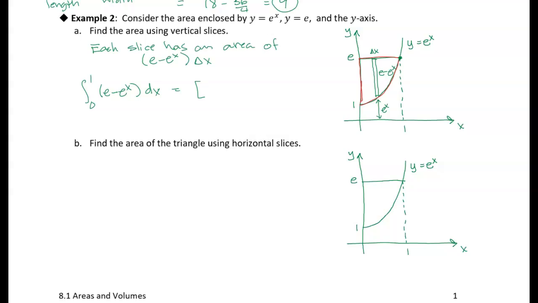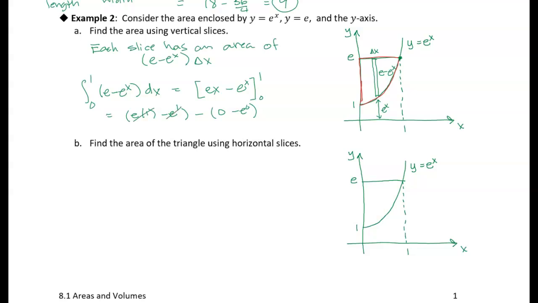When we integrate, e is just a constant, so when we integrate e, we get ex. And when we integrate e to the x, we get e to the x. Then we want to evaluate that from 0 to 1. We get e times 1 minus e to the 1, and then minus e times 0, so that's just 0, minus e to the 0, which is 1. Okay, so e times 1 is e, and e to the 1 is e, so these just become 0.